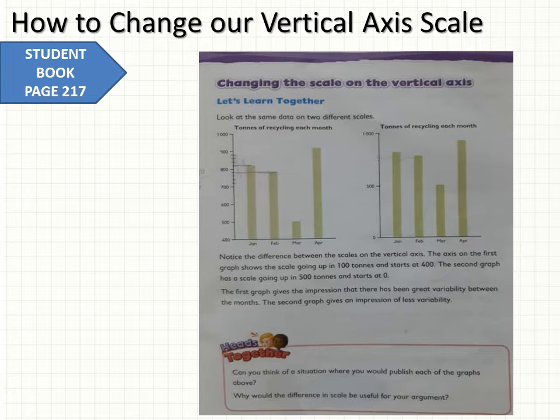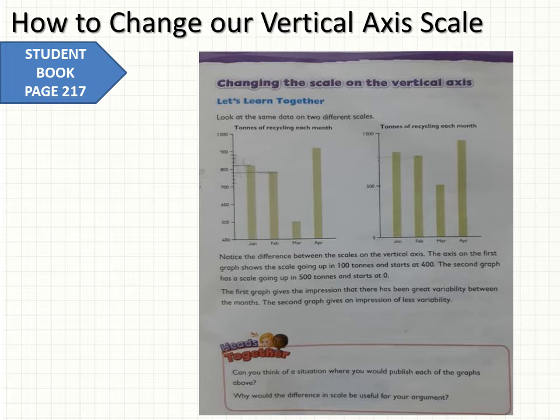Now we have tons of recycling each month. Look at the months, January to April. They're the same months we have on the second graph as well. But what do you think is different in the two graphs? Our vertical axis. The scale for the first graph is between 400 and 1000. And then what's the additional unit we are making? How much number are we adding to make the next number on the first scale?